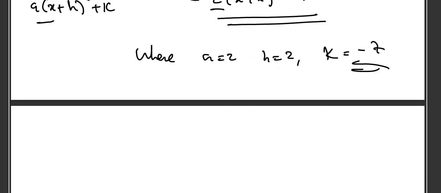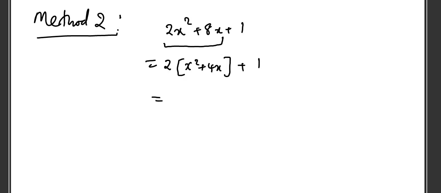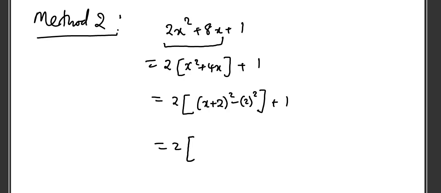I indicated to say if you want to use a formula, you do that. Now method 2, which is the traditional method of completing the square. We deal with this first, factorize the 2 out. This is going to be x squared plus 4x. Then the 1 will be waiting outside. Then here we do the reverse. Half of 4 is just 2, squared, minus the 2 squared. There's a 1 waiting outside. This is going to be 2 times x plus 2 squared. Then this is minus 4. And this is plus 1.